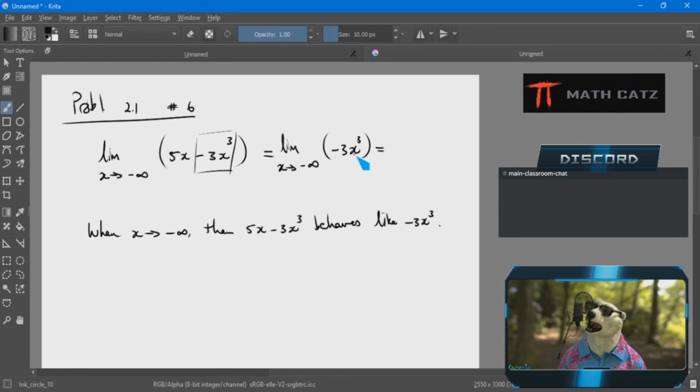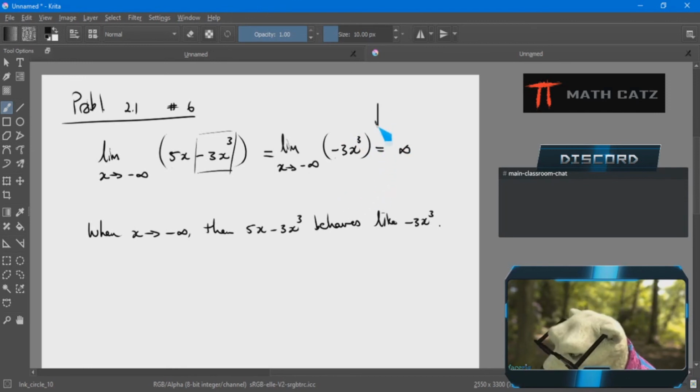Well, it's going to be an infinity, right? It's up or down. The question of how many negatives do I have here? Well, x is negative itself, so 3 x's gives me 3 negatives. With the negative 3 in front gives me 4 negatives, so positive infinity.